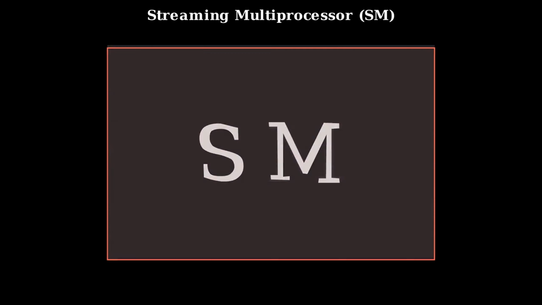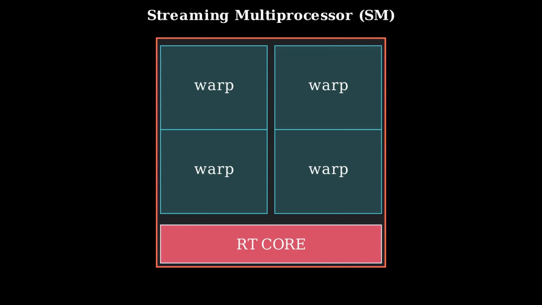Inside each streaming multiprocessor, we find warps and a ray tracing core, shown in red. Quick clarification, not every GPU has a ray tracing core. It's a feature found on gaming and visualization GPUs. Pure AI compute-focused data center GPUs actually skip it entirely, since they are not built to render graphics. Either way, it's not something we will actually be using in this series. The ray tracing core is built for a completely different job, real-time rendering, not AI math.